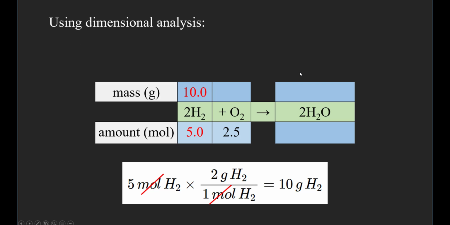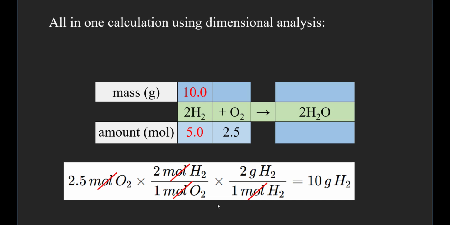If I actually take the time to write it out with dimensional analysis, I say, all right, I got 5 moles of hydrogen at 2 grams per mole. What's the mass? 10 grams. So that's it. That's the kind of calculation we've done. Notice we went across to the moles and then up to the grams. It's always going to be the same.